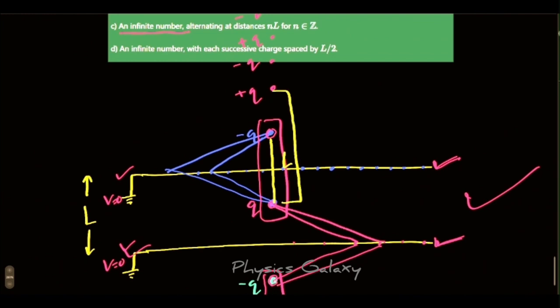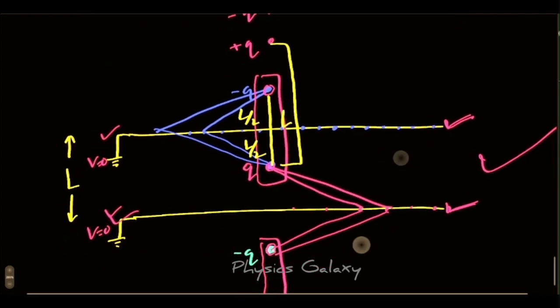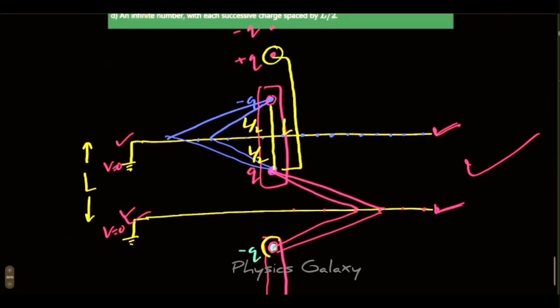This distance will be, as you know, L by 2, and this is L by 2. The first image, because this was the image for this charge, is at a distance of L, and this is L by 2. So this will be at a distance of 3L by 2 from the plane.